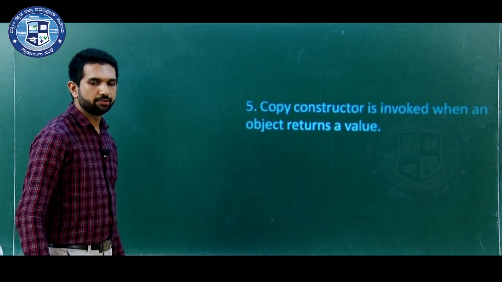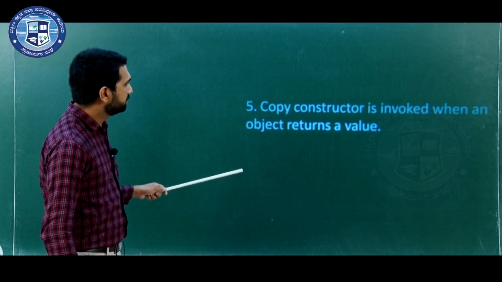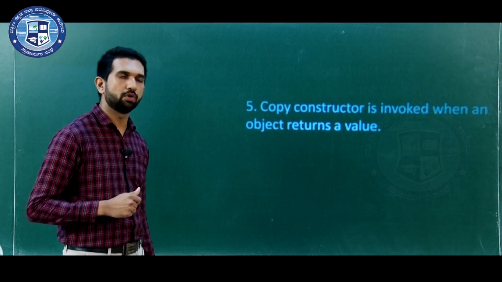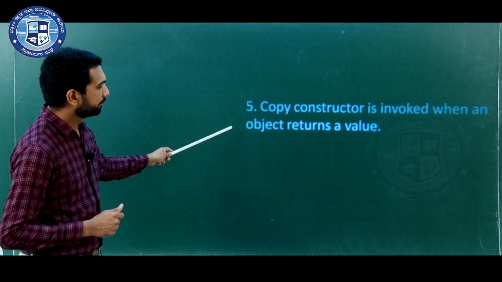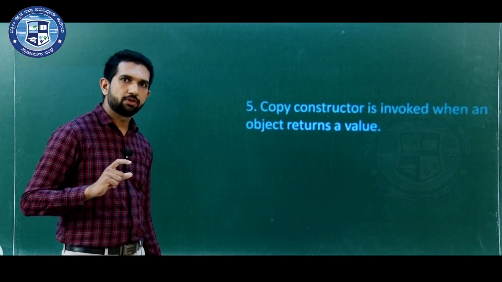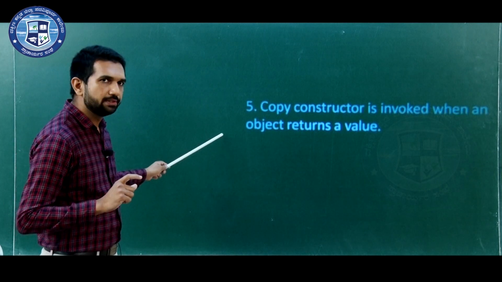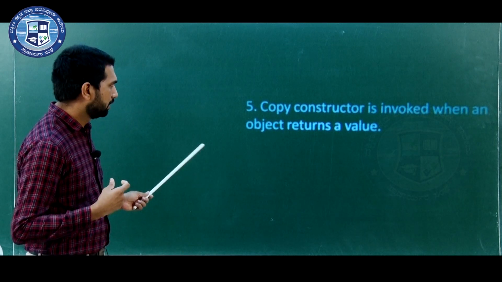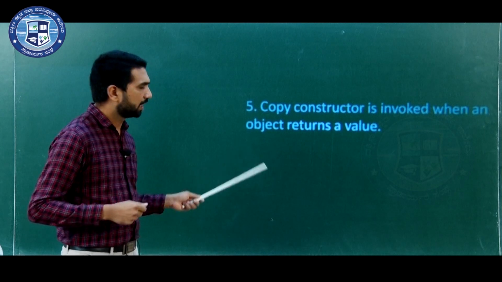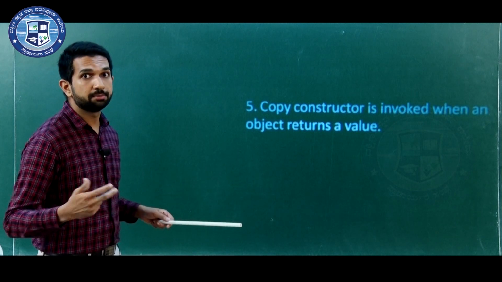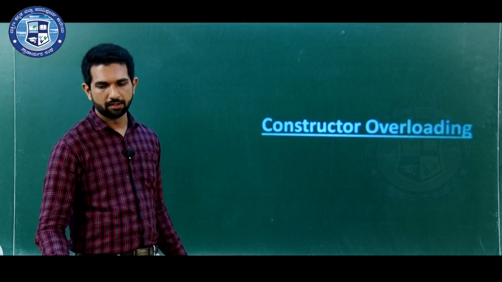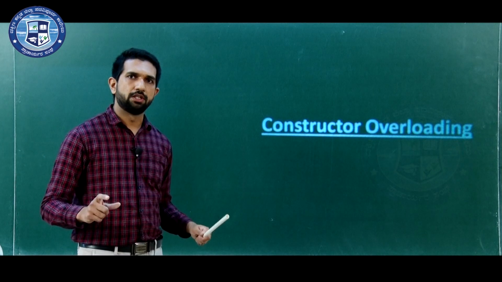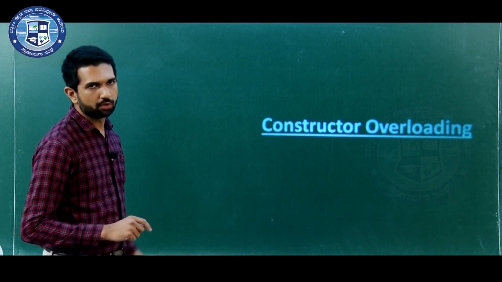Fifth concept: the copy constructor is invoked when an object returns a value. This is actually the fifth situation where the copy constructor is invoked. Whenever calling function and called function concepts are used, the called function will return a value back to the calling function. So whenever an object returns a value, the copy constructor concept will be invoked by the compiler. And after these few situations, we are going to discuss constructor overloading.